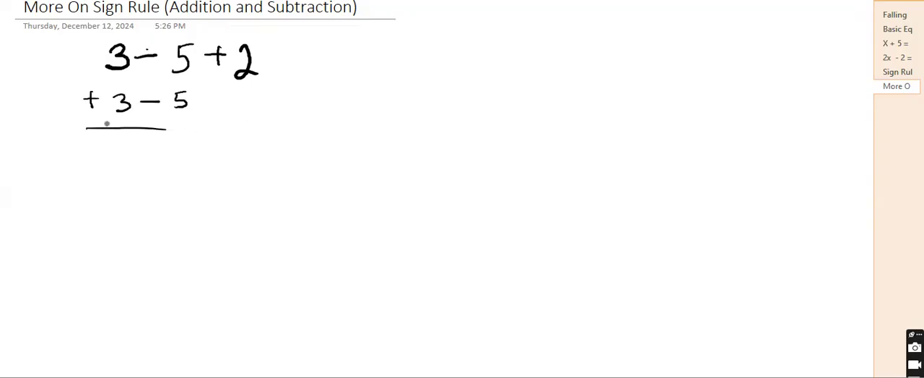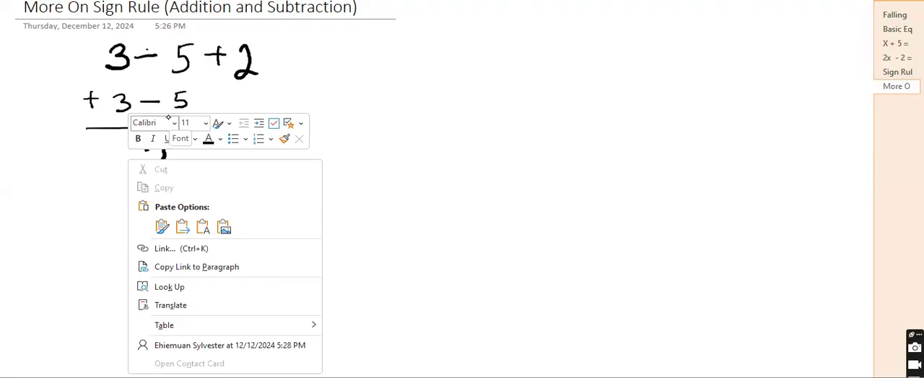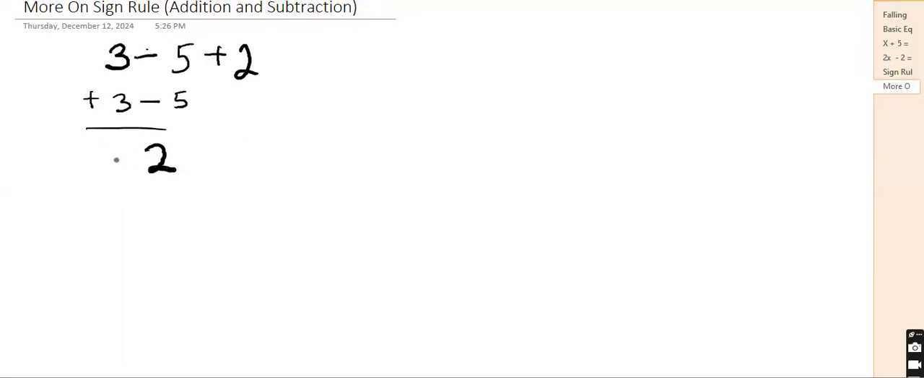That will give us, the signs are different. We subtract. That gives us 2. And the sign of the larger number is, the largest number is 5, and the sign it carries is minus. So we're going to place minus at the answer. So in this case, we are having minus 2, right? So this becomes minus 2.